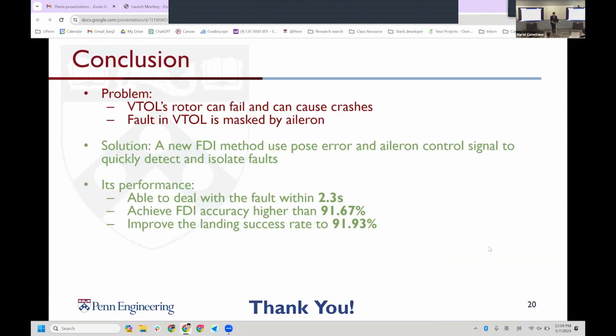And just to summarize my 2 semester thesis, we face the problem that the rotor can fail and cause crashes, and the force is masked by the ailerons. So we proposed a solution, a new FDI method that uses the post-error and aileron control signal to quickly detect and isolate the faults. Overall, its performance is good. It is able to deal with the fault within 2.3 seconds. It also achieves an FDI accuracy higher than 91.67%, and it improved the landing success rates to 91.93%.